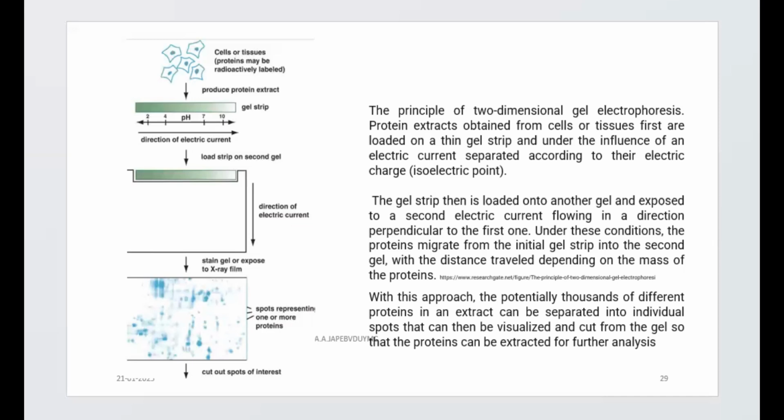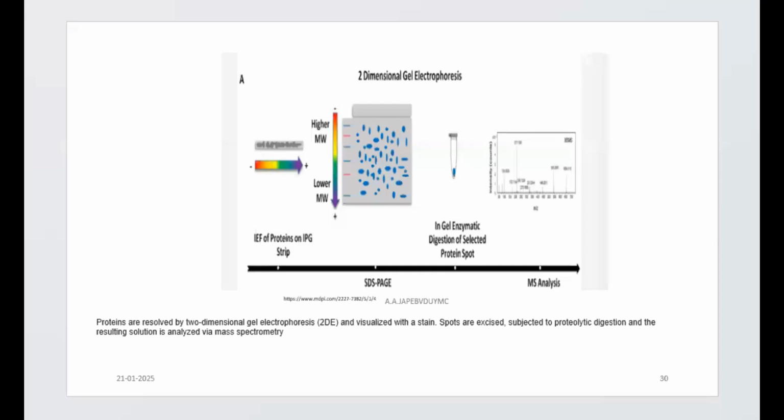So let's go to the next slide, right? Here is the enlarged diagram that shows the 2D gel electrophoresis. Here you have IEF of proteins on the IPG strip, the isoelectric focusing gel strip, and in-gel enzymatic digestion of selected protein spots is done. Of course, that is the advancement required for further analysis, where you are going to use MS, mass spectroscopy, attached to it for analysis. So that is the next part.